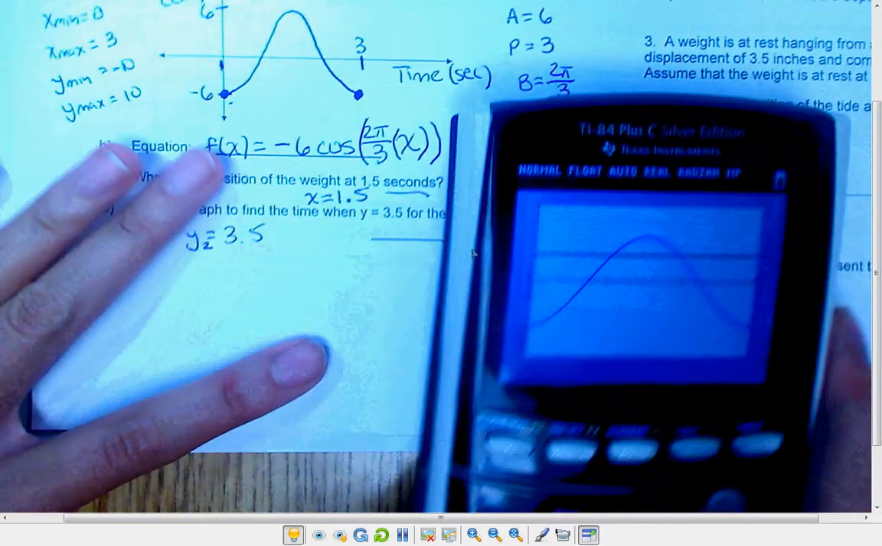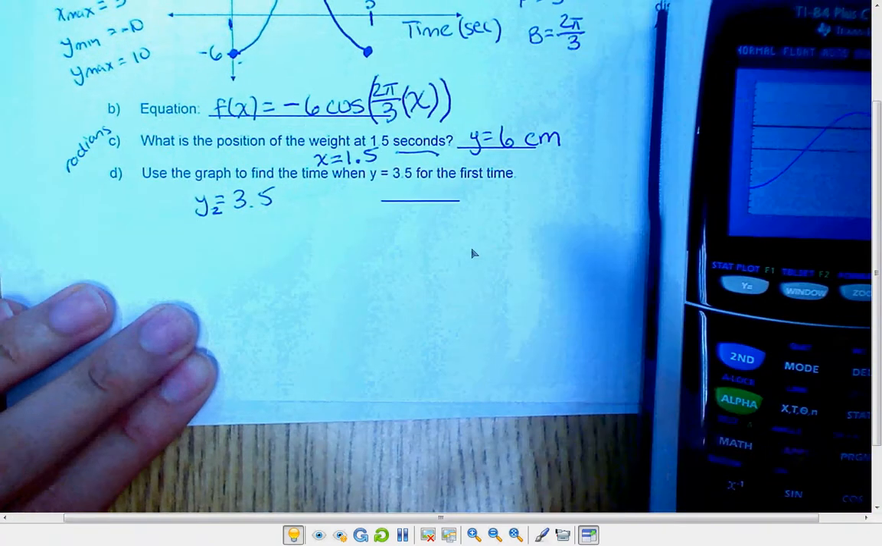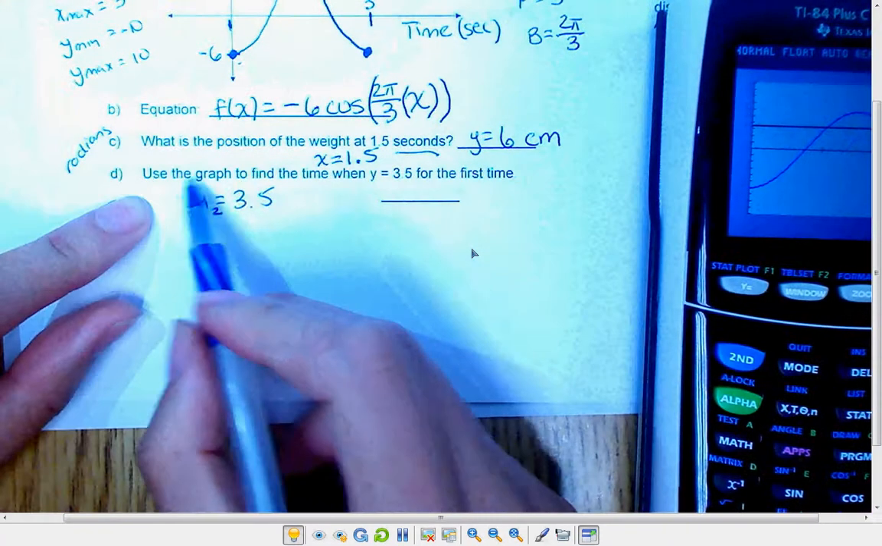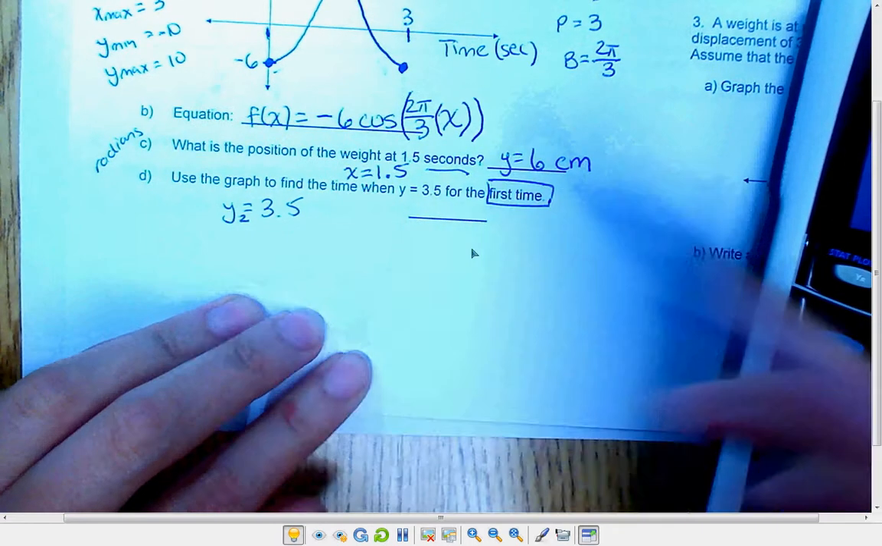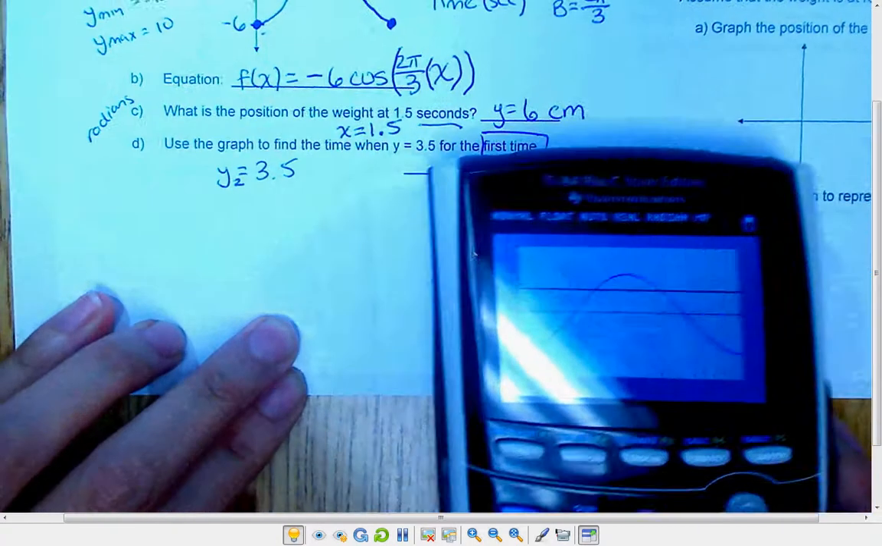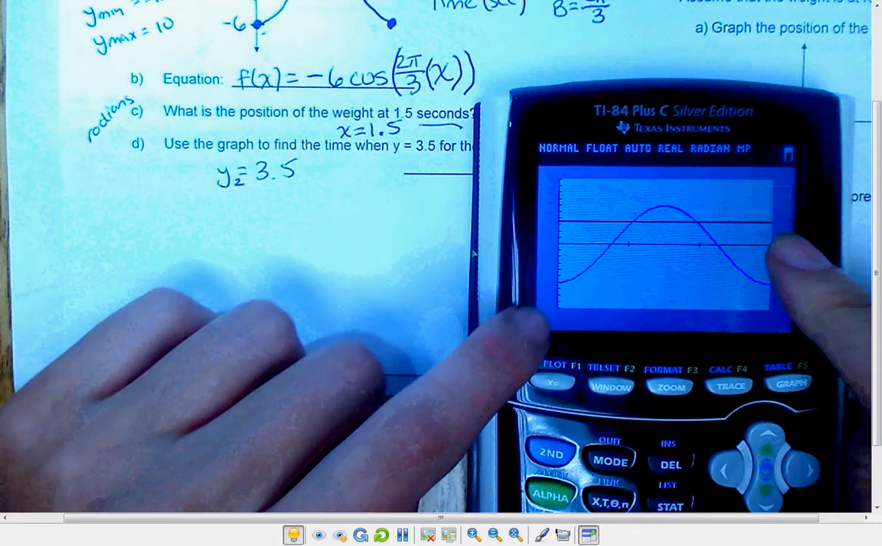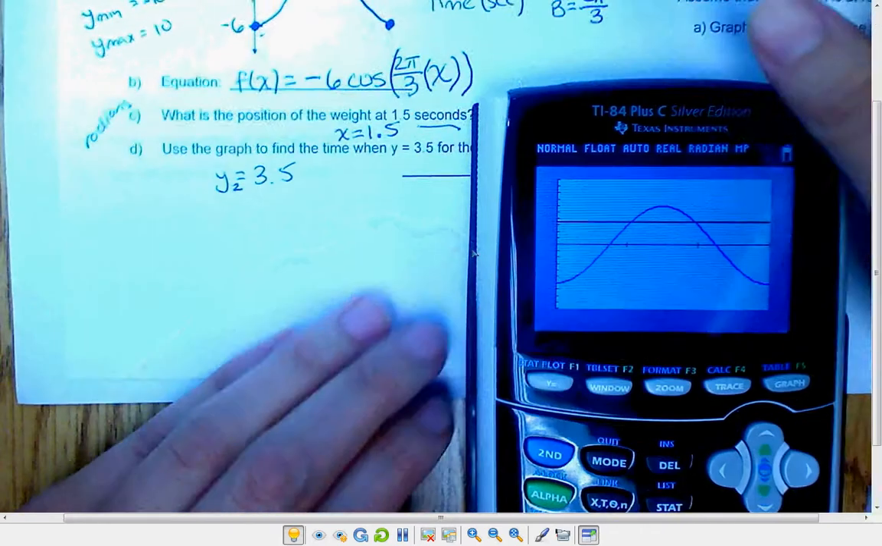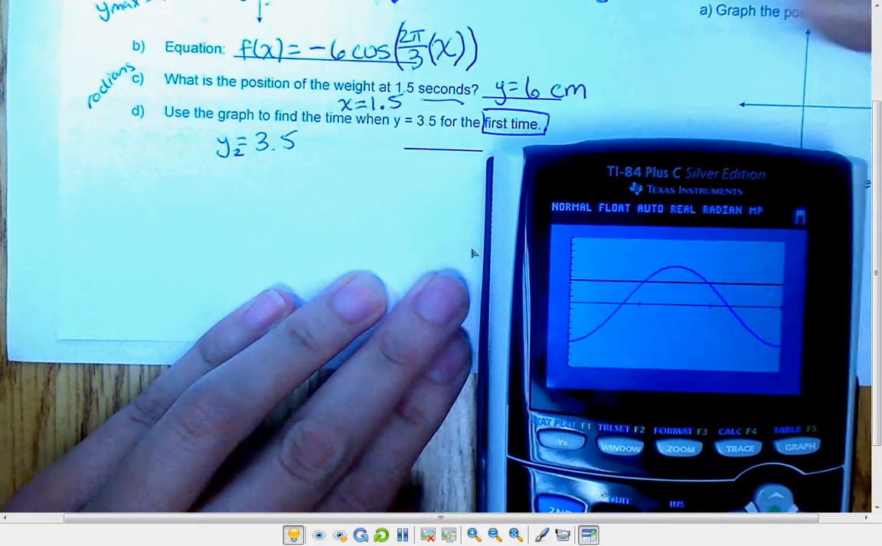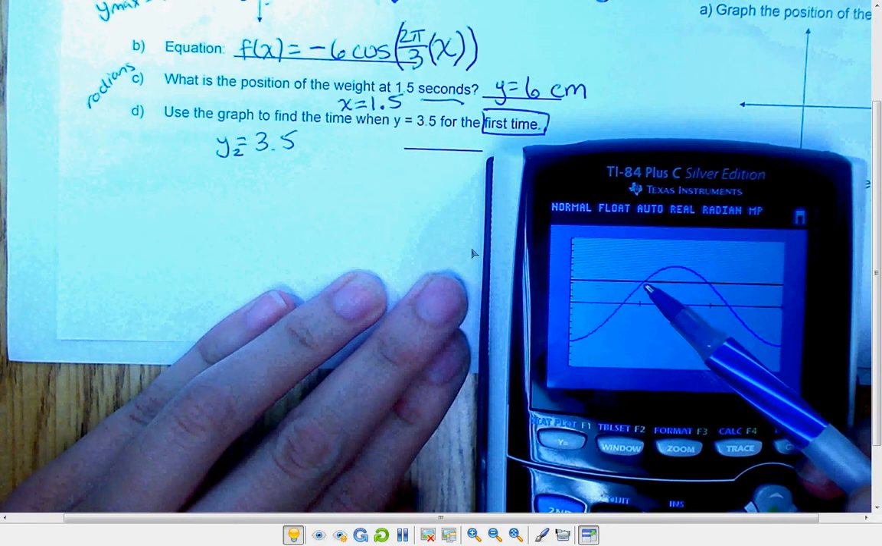Now this part is really important. It's really important for you to read this problem because it is asking you to use the graph to find the time when y equals 3.5 for the first time. Notice this graph actually crosses the line 2 times, one right here, one right here. We're looking for the first time, so we're looking for this one right here.